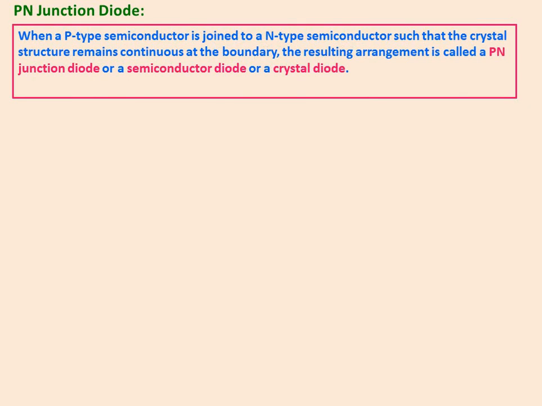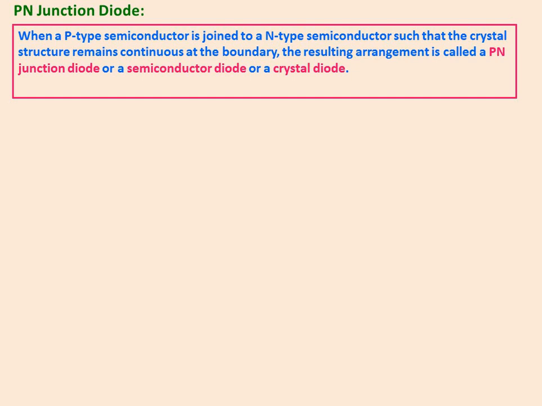Hello students, let's start our next topic, PN junction diode. In the last session we have seen the kinds of semiconductors, which is nothing but P type semiconductor and N type semiconductor, and regarding the mobility and the conductivity in those semiconductor types, we have discussed in detail.